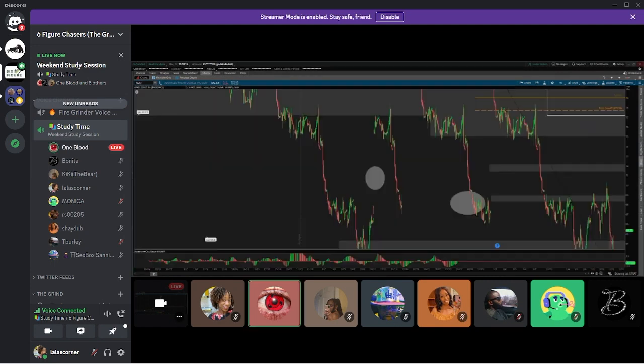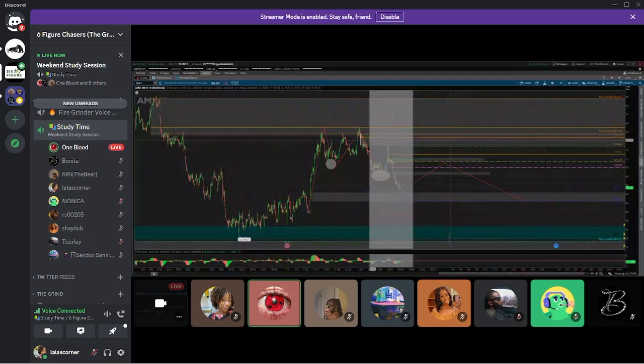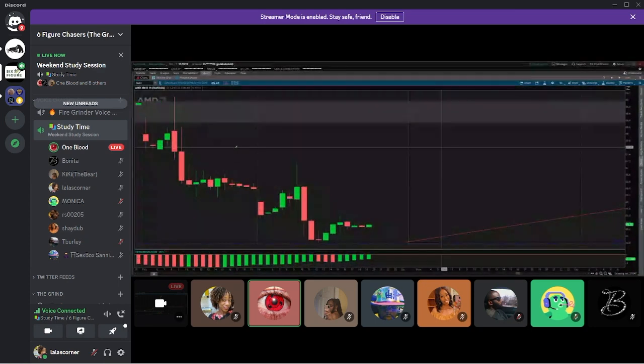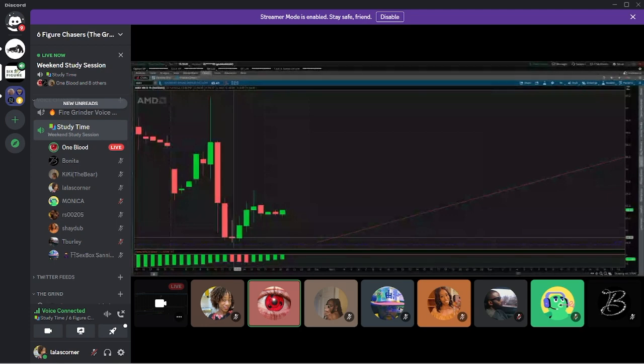We did pop out of that zone. Did we get any confirmation yet? Not really. Well, yeah, we engulfed this candle. So we need to see a pullback now.